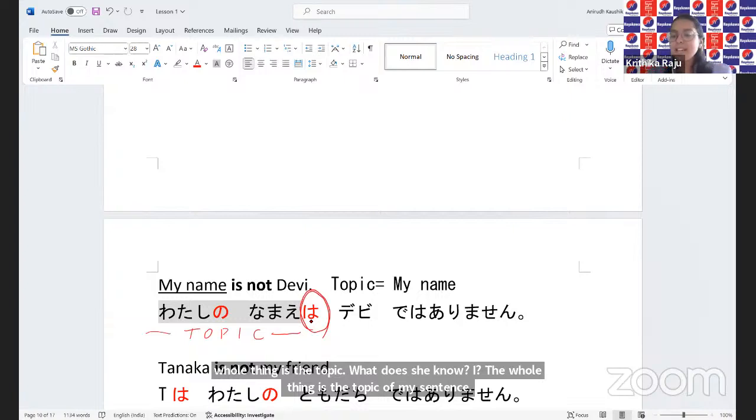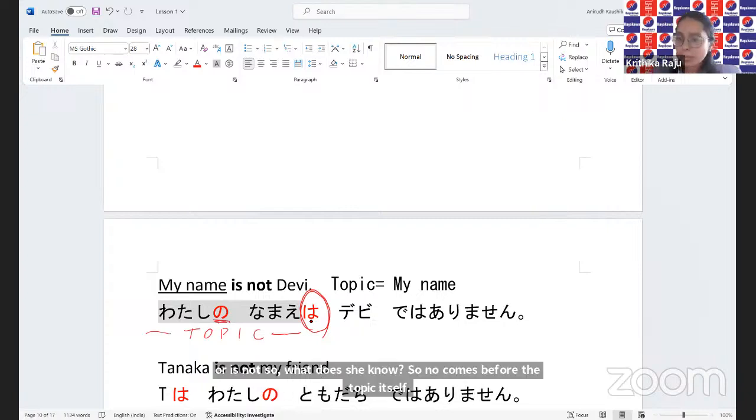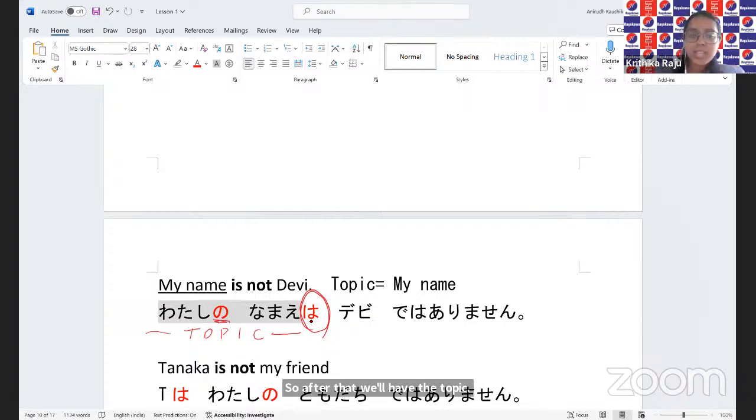In the previous sentences, I am a teacher, I am a student, I am Kritika, I am Devi, I am Raja's friend. Now I'm saying my name is or is not. So, watashi no namae. The no comes before the topic marker wa, and then you proceed to say not Devi. How do you say not Devi? Devi dewa arimasen.